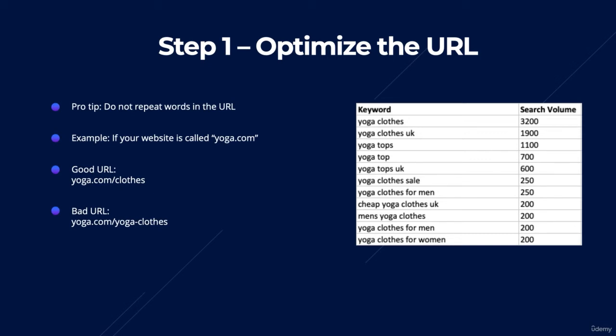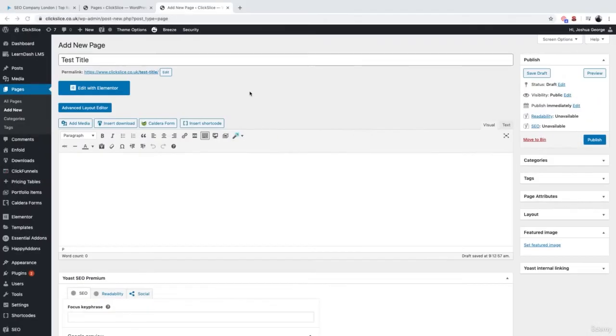I'm now going to head over to my WordPress website and I'm going to show you exactly how you can optimize your URL on a WordPress website. Optimizing the URL on a WordPress website is actually very straightforward. So in this video, I'm going to give you a live walkthrough and show you exactly how you do it. So let's just imagine I'm logging into my website and I want to create a new yoga page targeting that keyword yoga clothing. So the first thing I need to do is to log into my WordPress website.